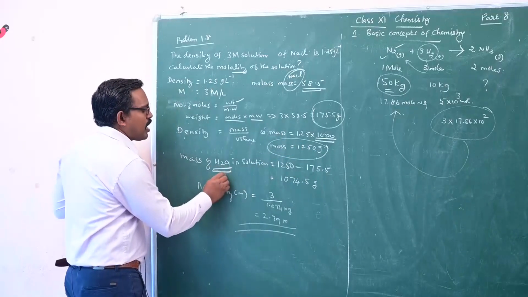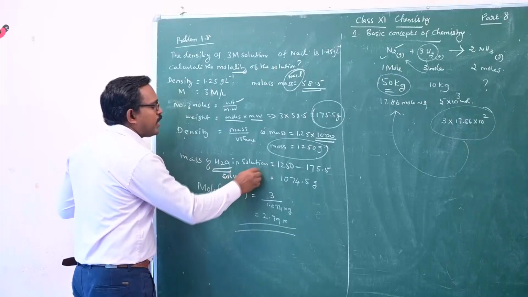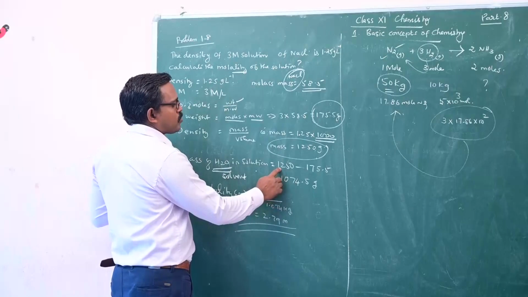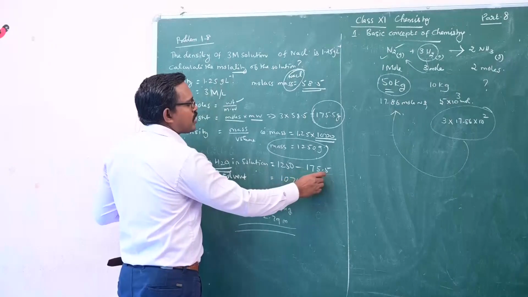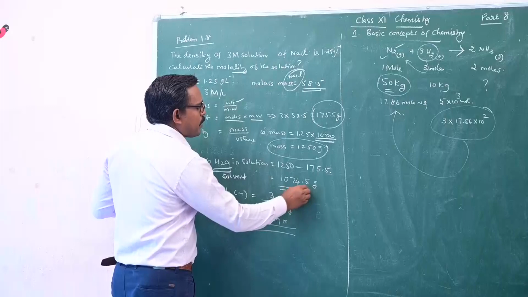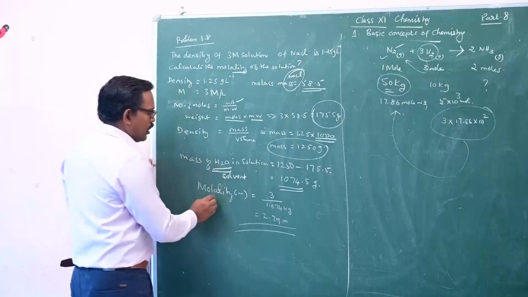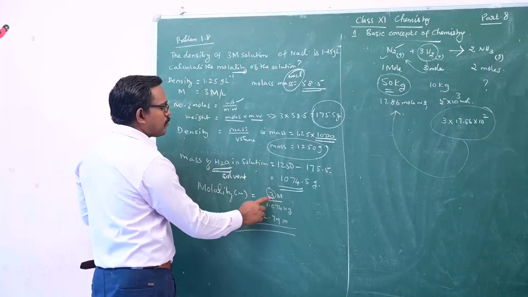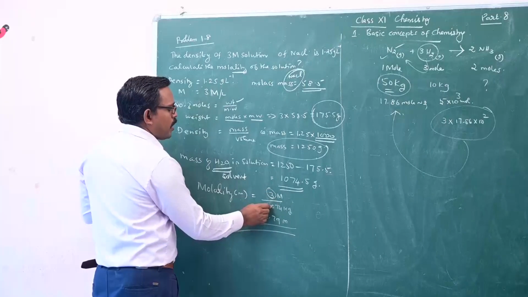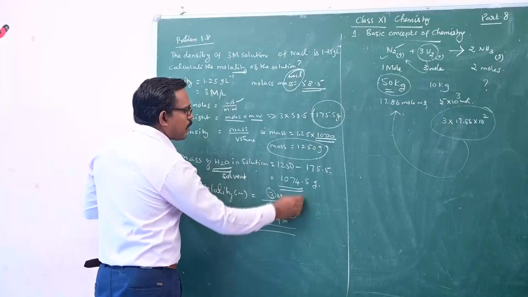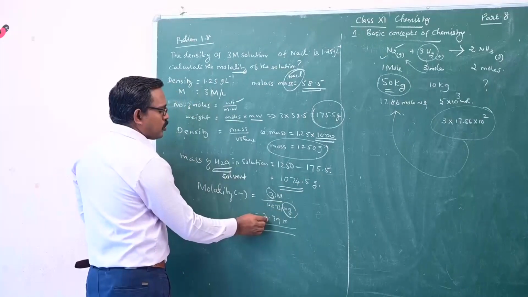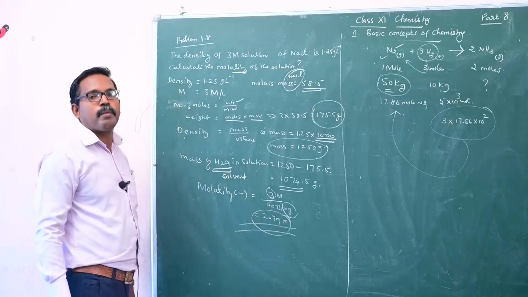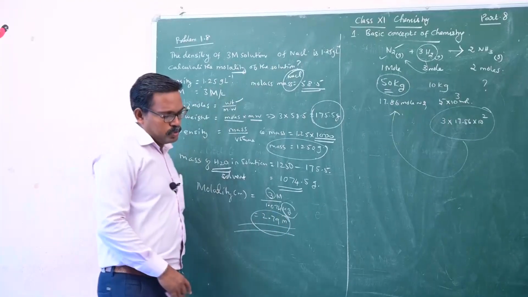Therefore, the mass of solvent, water, present in the solution is 1250 minus 175.5, that is 1074.5 gram. Therefore, molality is equal to concentration 3 moles divided by 1.074 kilogram, gram converted into kilogram. So 2.79 mole per kilogram is the molality of the solution.